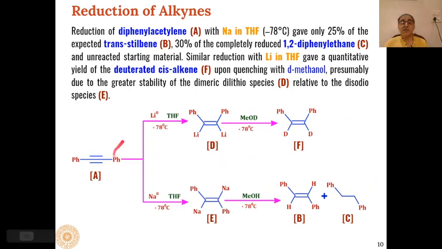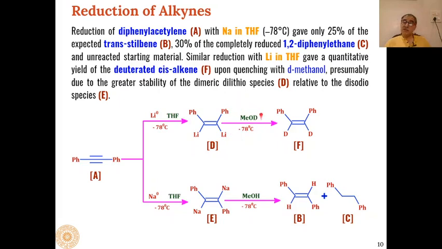Then depending upon the type of metal used, we can get different types of product. So for example, if we are doing partial reduction with diphenylacetylene, and we are using lithium metal in THF at minus 78 degrees centigrade, then the lithium metal cations will add to the carbon-carbon triple bond from the same side of the molecule, and we will get a dilithio cis dilithioalkene as the intermediate.